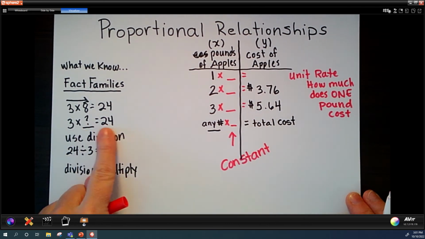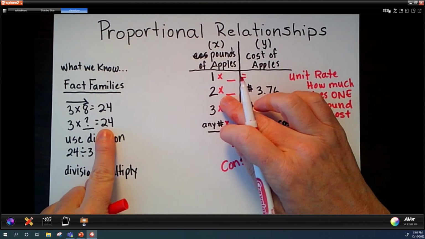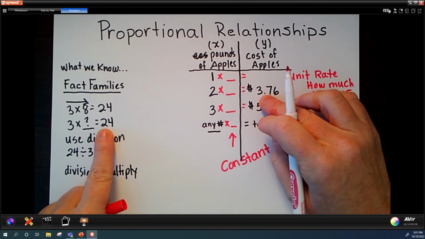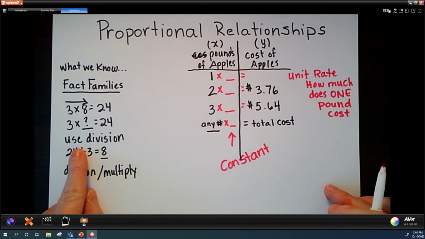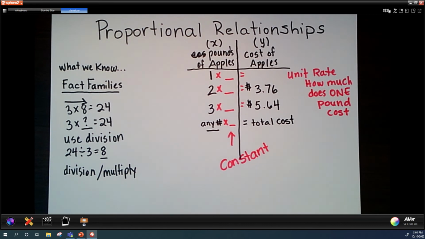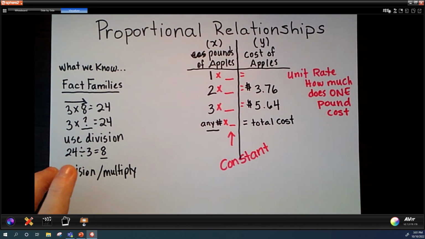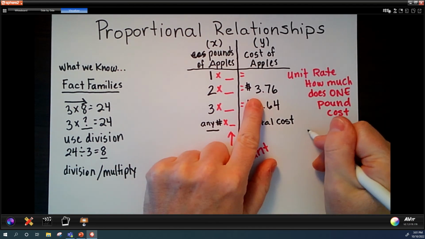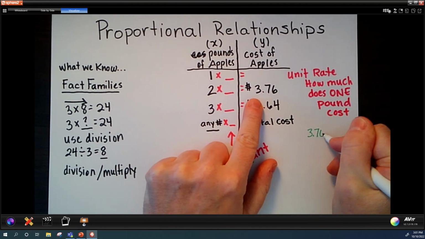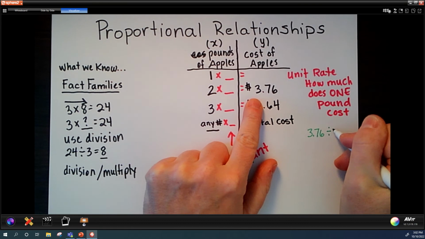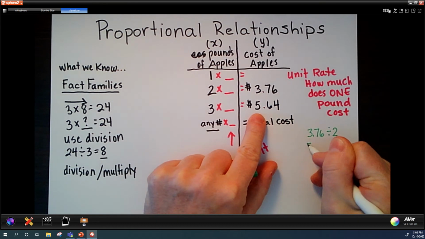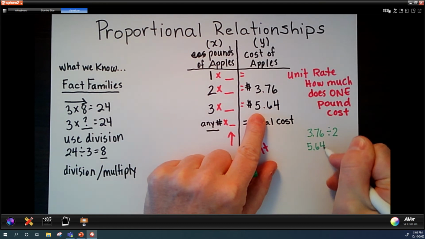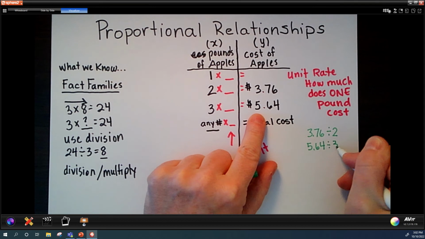3 times what equals 24? 2 times what equals $3.76? Well, let's use division. We're going to work it backwards and use division to find out the answer for 1. So $3.76 divided by 2, and $5.64 divided by 3. Let's see what that equals.